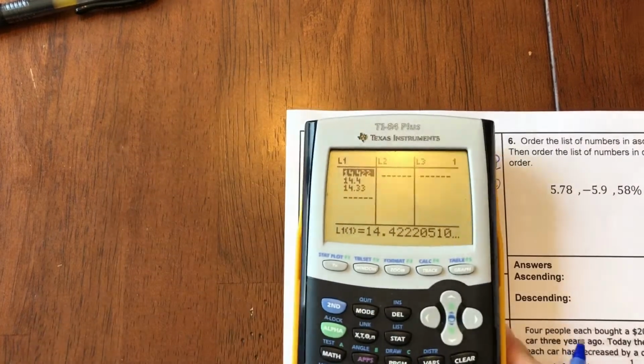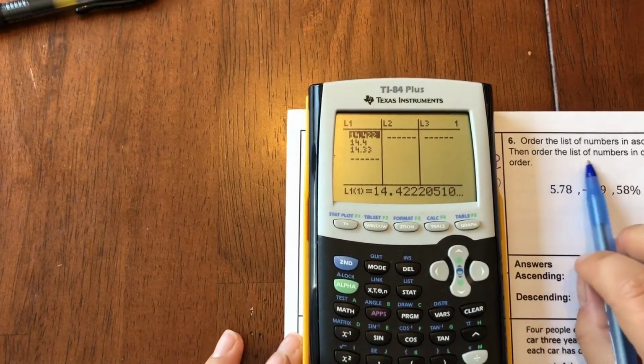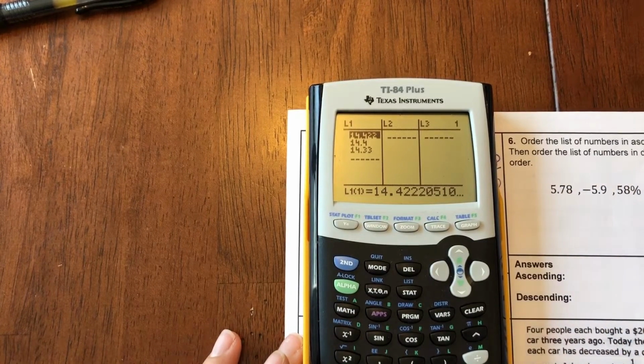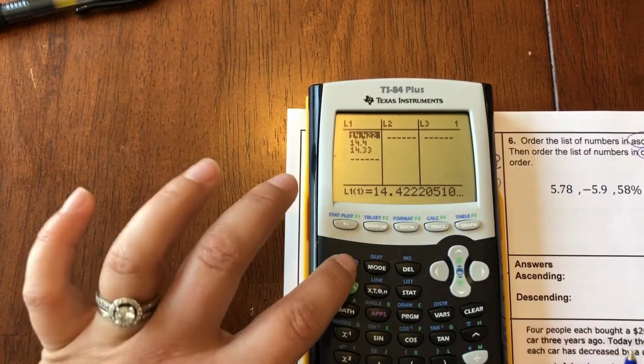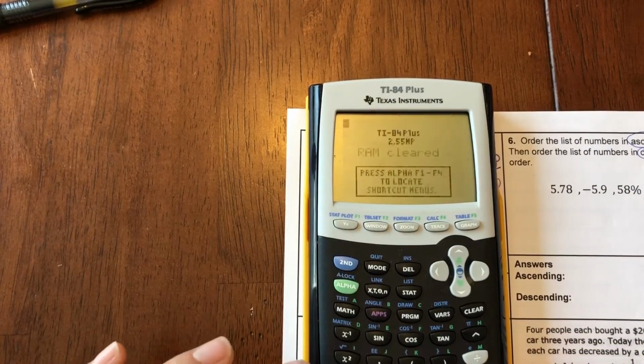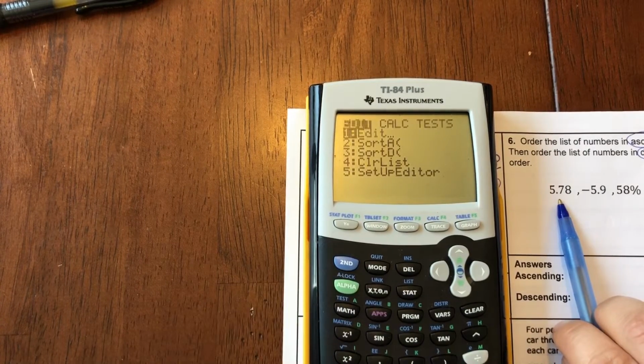Number 6, order the list of numbers in ascending order. Then order the list of numbers in descending order. So first in ascending, then in descending. You want to clear your list, so clear your RAM, second plus 7, 1, 2. And then we're going to start with our numbers. Going to the stat menu again.